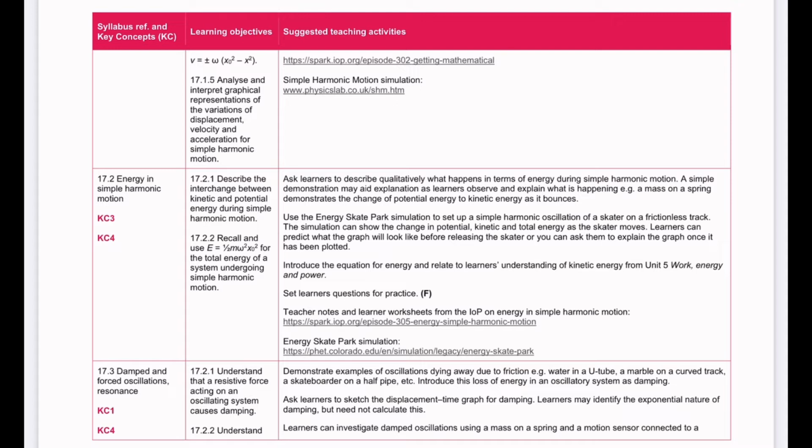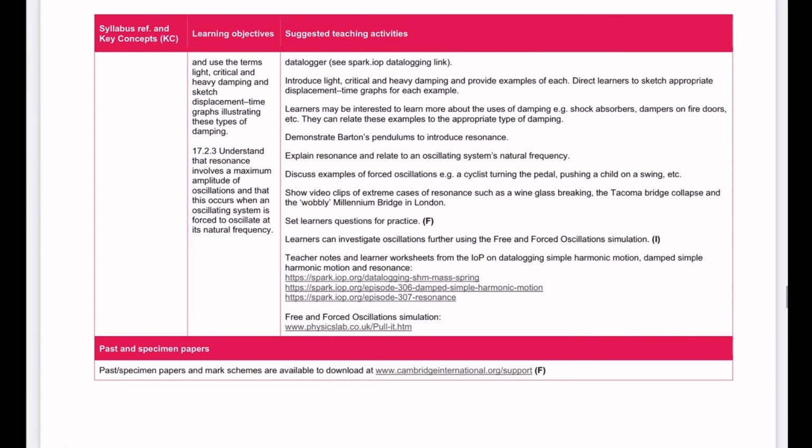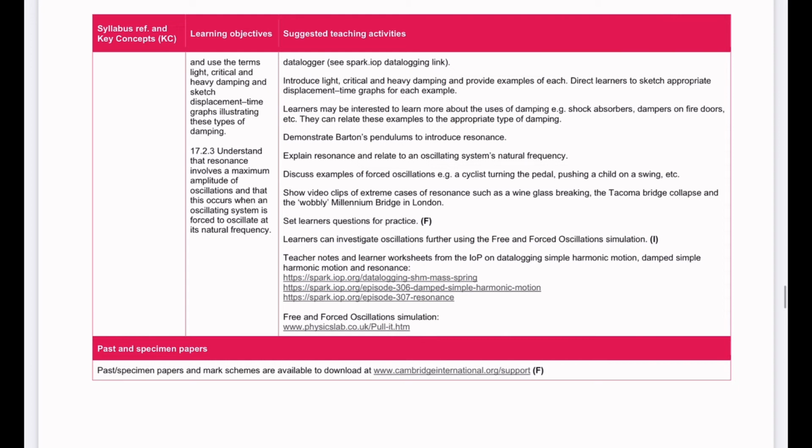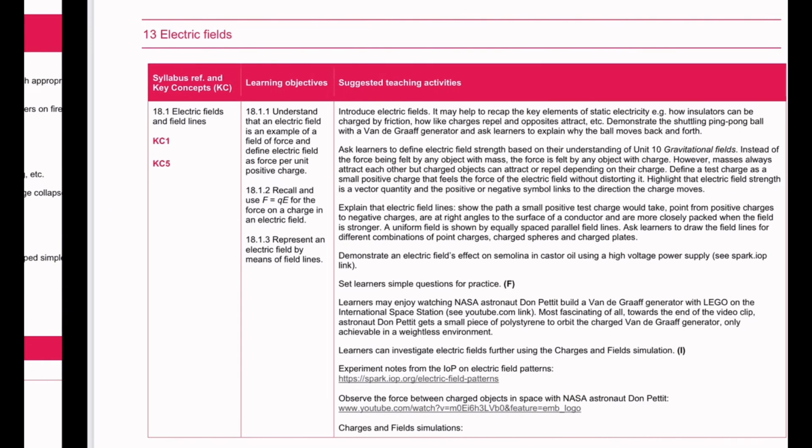Key concept. 17.3. Damped and forced oscillations, resonance. Learning objectives. 17.3.1. Understand that a resistive force acting on an oscillating system causes damping. 17.3.2. Understand and use the terms light, critical, and heavy damping and sketch displacement-time graphs illustrating these types of damping. 17.3.3. Understand that resonance involves a maximum amplitude of oscillations and that this occurs when an oscillating system is forced to oscillate at its natural frequency.